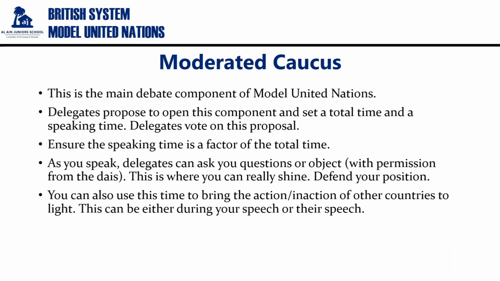So if we have a total time of, let's say, 30 minutes, we should have a speaking time that's a factor of 30. So let's say 5 minutes. It would be awkward to have a speaking time of, say, 7 minutes and a total time of 30 minutes, because then either you're not going to have enough delegates to speak in that moderated caucus, or one delegate is going to lose their time.